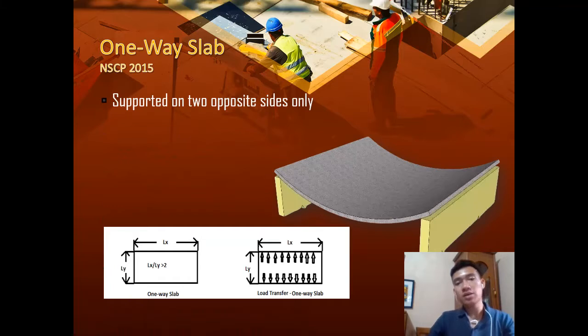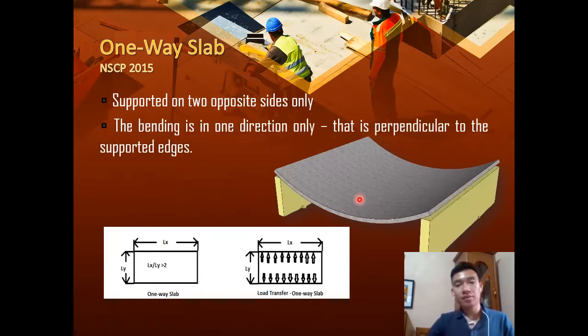In a one-way slab, it is usually supported on two opposite sides only. Why? Because the bending in a one-way slab is in one direction only, so that is perpendicular to the supported edges.